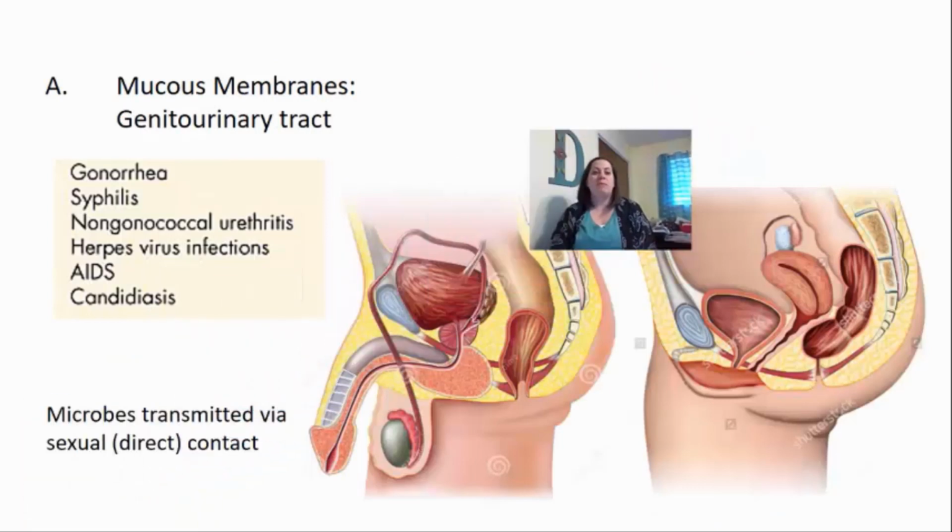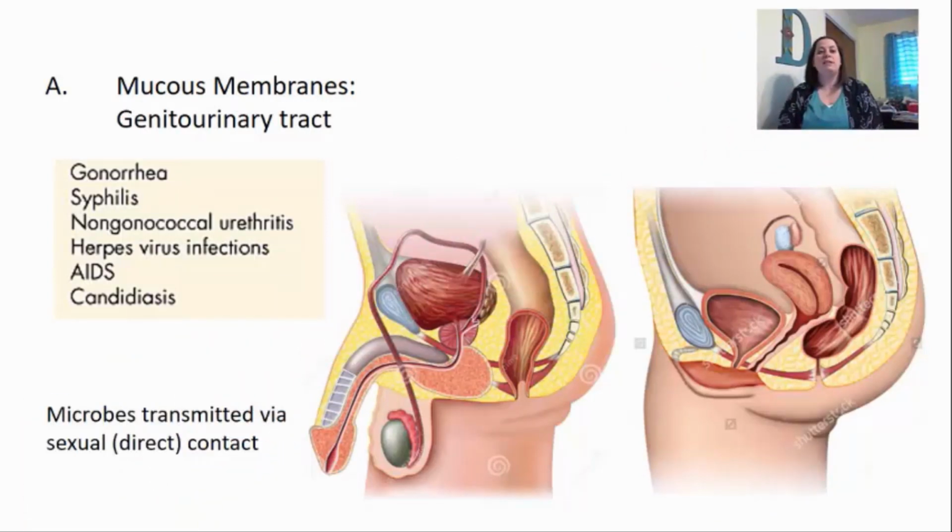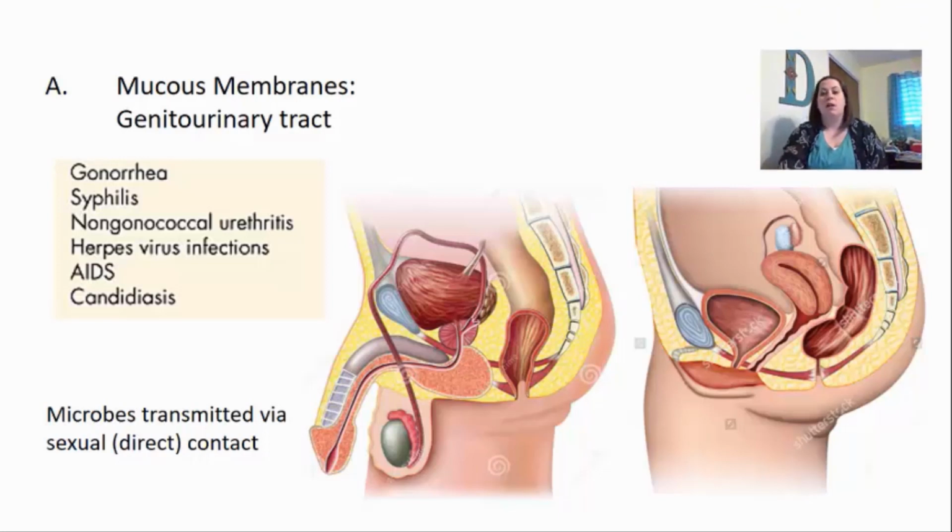Another mucous membrane that potentially is a portal of entry is the genitourinary tract. A lot of these you'll notice, however, are sexually transmitted infections. These include things like gonorrhea, syphilis, non-gonococcal urethritis, herpes virus infections, AIDS, and candidiasis. If you'll notice, these microbes are transmitted via direct contact, and normally it's sexual contact.